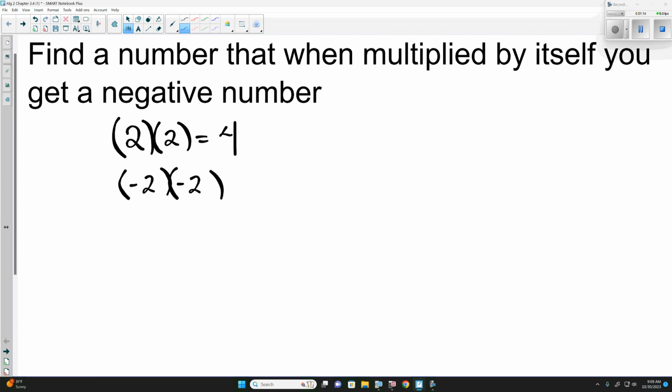Now if we said negative 2 times negative 2, we would get 4. And this is the issue that we have when multiplying a number by itself. There's no way to get a negative number. And that's the issue, especially if you remember one of the problems from Friday, where we talked about the square root method. We couldn't find the square root of negative 5/2, because there is not a number when multiplied by itself that gives us a negative number.